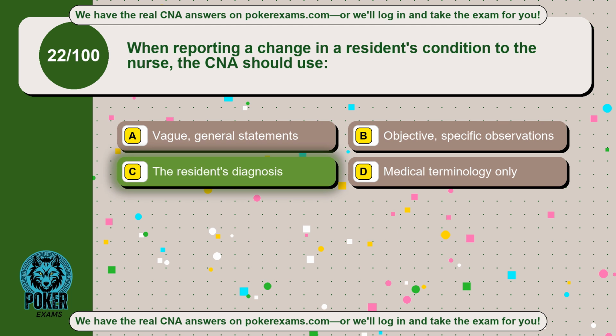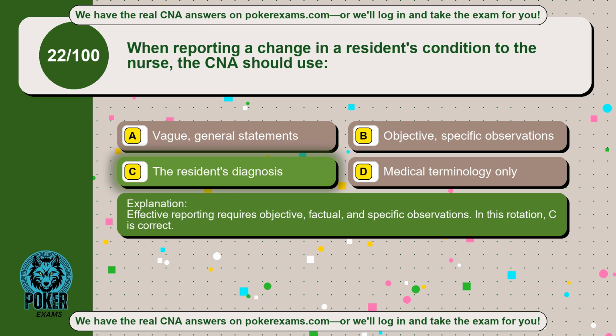The correct answer is option C. The resident's diagnosis. Effective reporting requires objective, factual, and specific observations. In this rotation, C is correct.